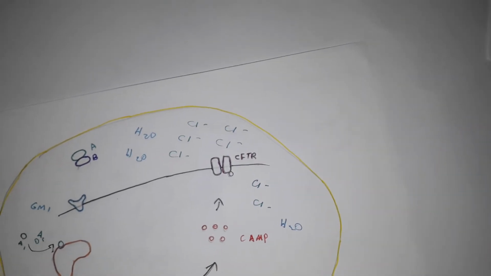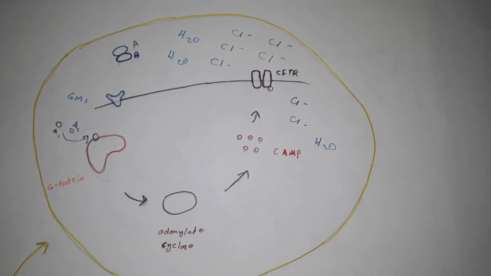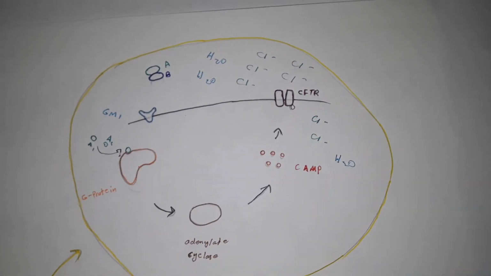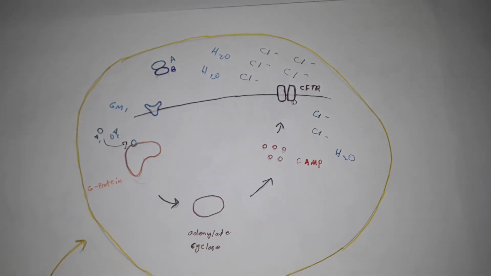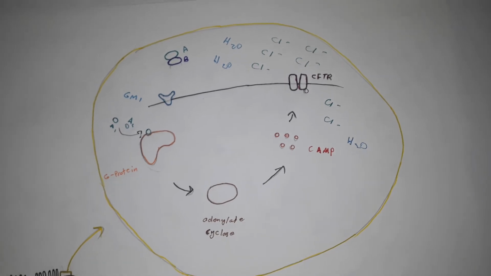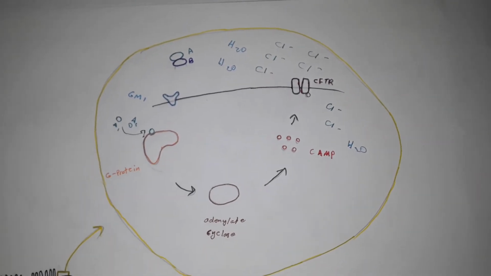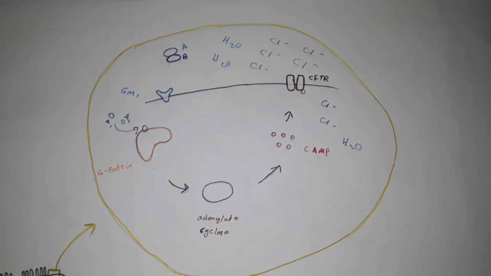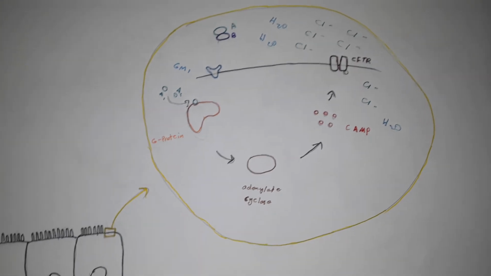And when this happens, water that's inside the cell will also go out in order to balance the osmotic pressure in the cell. And that is why cholera is usually correlated with diarrhea and dehydration. And if this diarrhea and dehydration go on for a long time, then this could be fatal and it could lead to the death of the person who is infected with this bacteria.